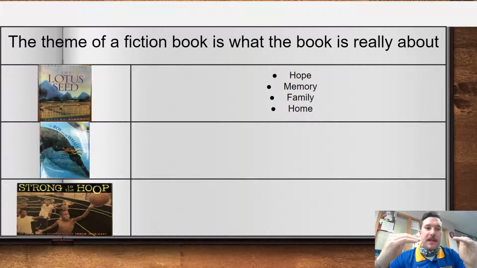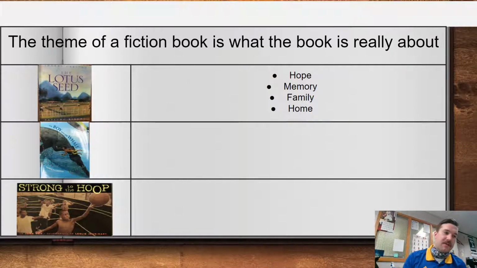Well, when we're talking about theme, we're talking about one word that the whole book is really about. And so when I think of The Lotus Seed, I came up with some things where the book is, in one word, really about this thing. It's really about hope, because she's keeping hope that one day that lotus seed will grow. It's about memory because she's remembering her homeland, her home country. It could also be about family because her family is so important to her, and that lotus seed is how she remembers them and how the other people in her family remember her. And then last, it could be about home because she's trying to remember her home the whole time with that lotus seed.